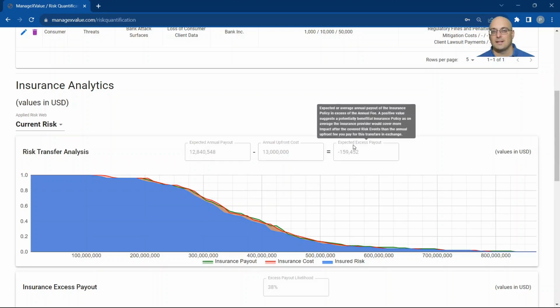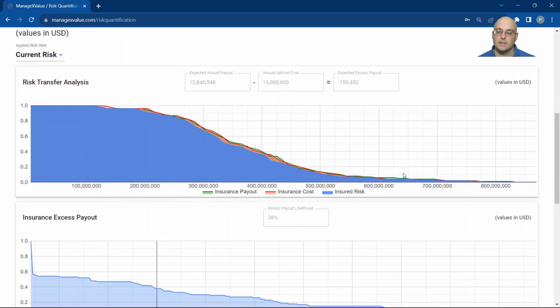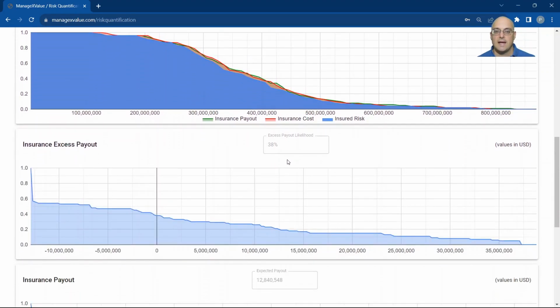Of course, this is on an expected basis, so there is the Monte Carlo simulation behind it. However, every year could be different. And related to that, there is the excess payout likelihood information that can be very relevant to consider.